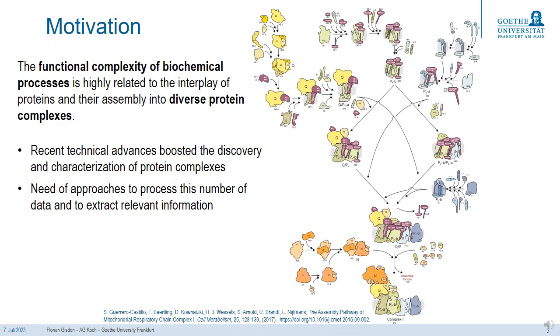The functional complexity of biochemical processes is highly related to the interplay of proteins and their assembly into diverse protein complexes, as shown here for complex 1. Proteins first assemble into functional units, which further assemble into a multifunctional protein complex, which then functions within a biochemical process, here the respiratory chain.